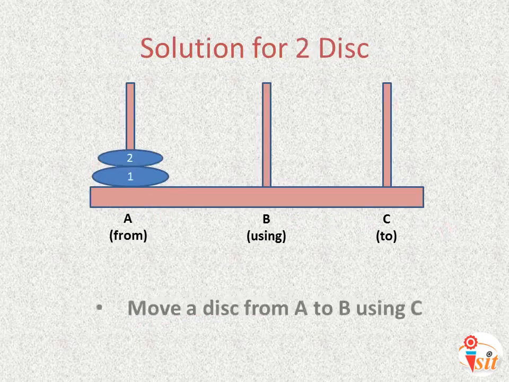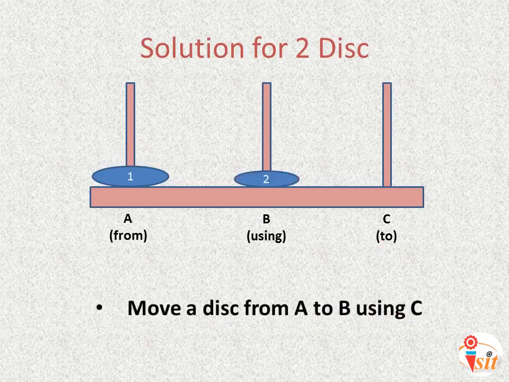Now next, if there are 2 disks given, disk 1 and disk 2, then the first move will be to move a disk from tower A to tower B. As we are not moving into the destination tower, we are moving into an auxiliary tower, that is intermediate tower B. So I have written the statement like this: move a disk from tower A to B using C. This is done.